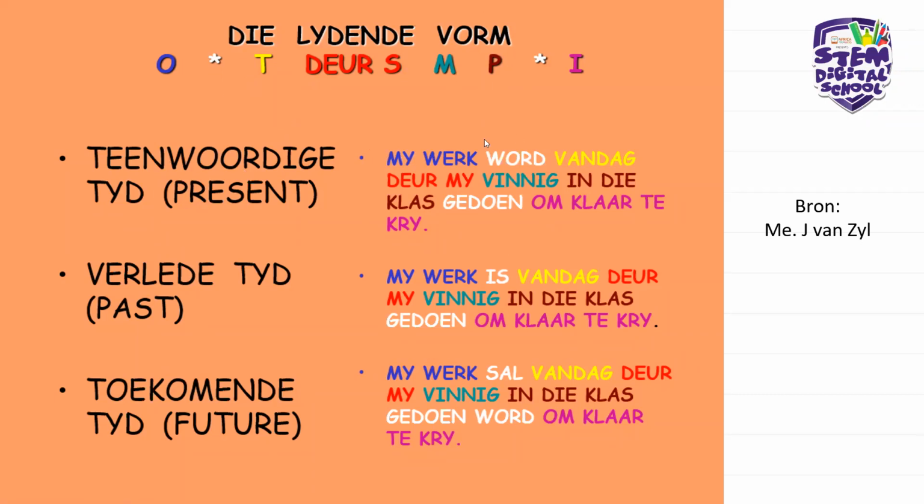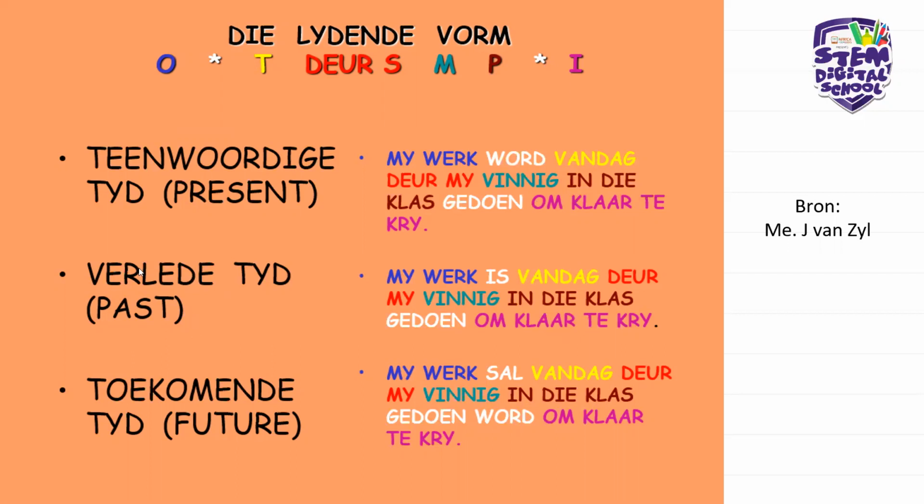Then the first verb, word, deur my, which would be the word deur plus the subject. So deur and subject work together. Vinnig, the way in which I do it. In die klas is the place, following the verb gedoen and then the infinitive om klaar te kry. Then the verlede tyd is the past. My werk is vandag deur my vinnig in die klas gedoen om klaar te kry.